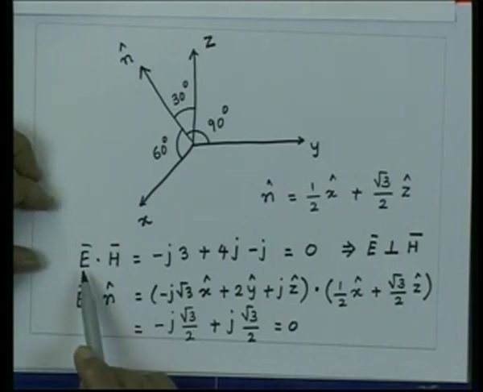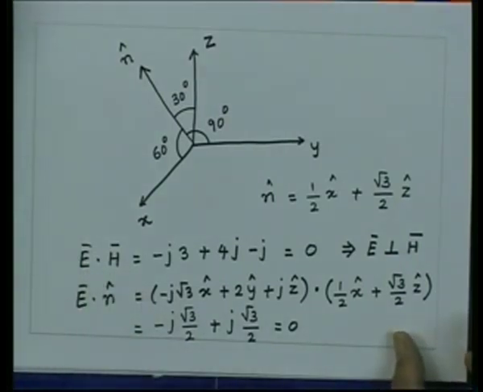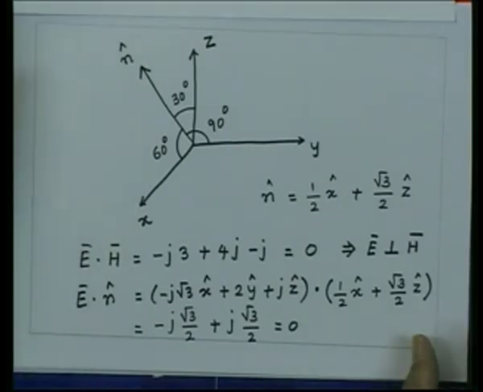So, now we have got E is perpendicular to H, E is also perpendicular to n, that means E, H and n are perpendicular to each other. That is one of the properties of uniform plane waves. So, it satisfies this property, and therefore, we say that the fields represent the uniform plane wave.